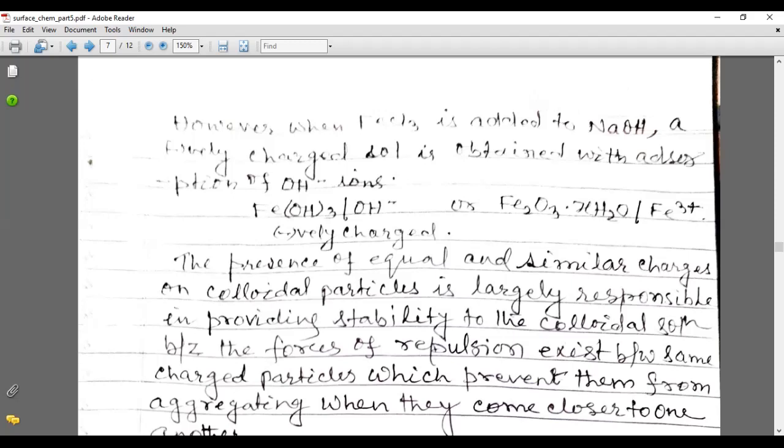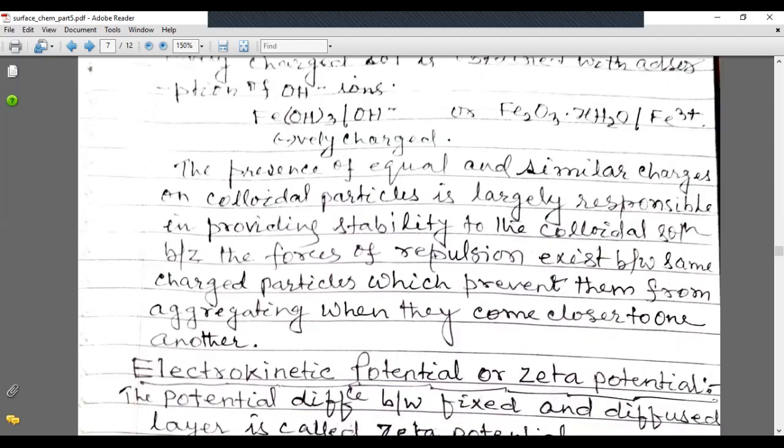Fixed layer: the adsorbed ions on the surface of colloidal particles form a fixed layer. Diffused layer: the adsorbed ions attract oppositely charged ions to form a mobile or diffused layer. Now the next topic is Helmholtz electrical double layer. The combination of these two layers of opposite charges around the colloidal particle is known as Helmholtz electrical double layer.